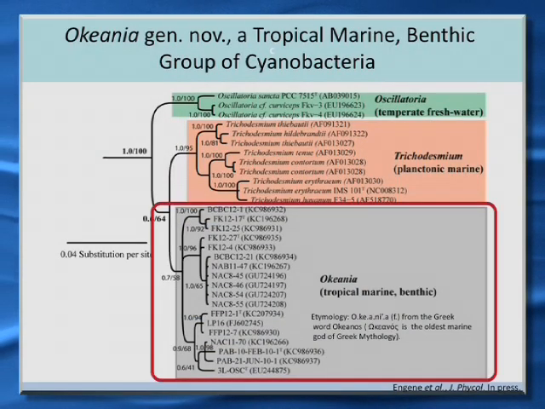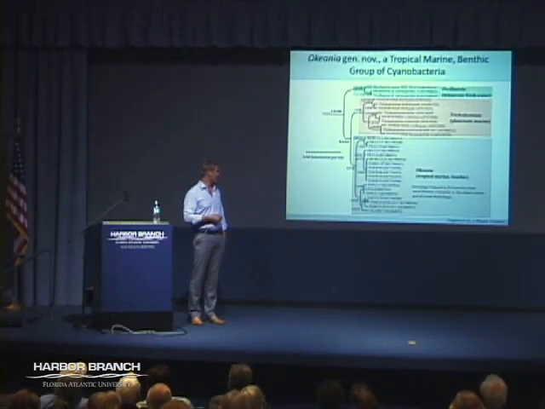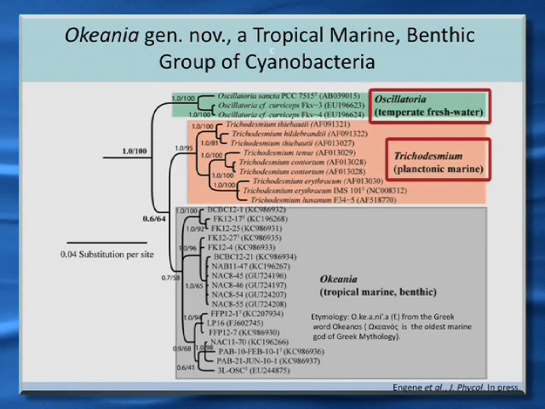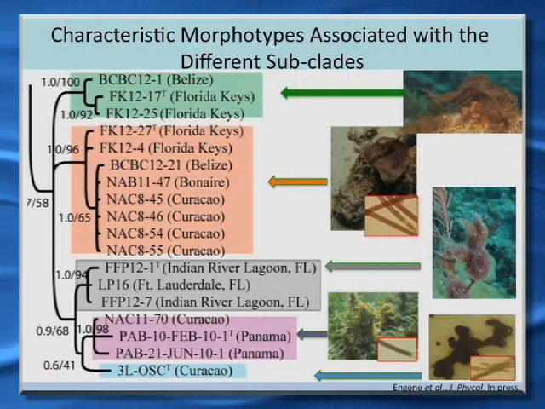We named it Oceania after ocean. It's very common in tropical and subtropical oceans worldwide. So it's named after ocean, from the Greek. It's related to two other genera. I'm not going to go too much into this, but Trichodesmium and Oscillatoria. And what we found is that within this genus, we found five different subgroups.